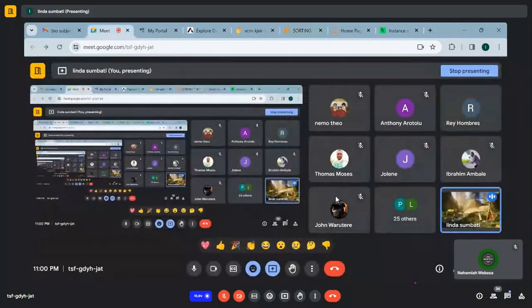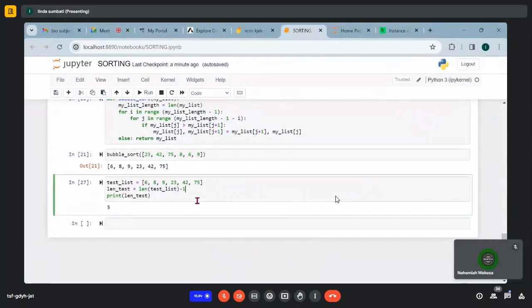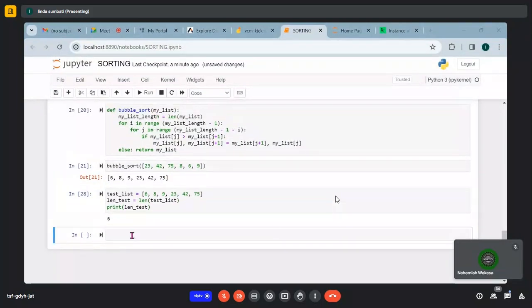Okay, are we good with bubble sort, or is anyone lagging behind? Because we are now done with bubble sort. Anyone? Please, Linda, can you do that thing without putting -1? Let's see the number that will appear. Just remove the -1 after the test list and run it again. Yes. Run it. 6.